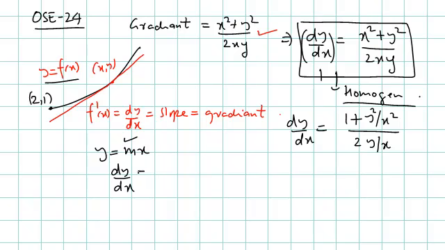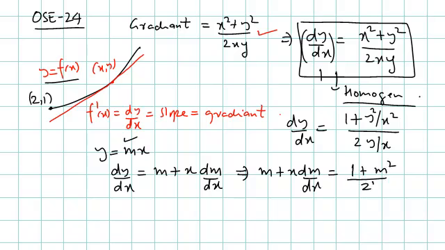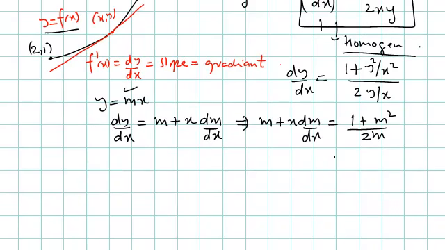We differentiate this using the product rule: the derivative of x is 1, taking m constant, plus x constant times the derivative of m, dm by dx. You know the product rule of differentiation, right? So we'll change the shape, the face, of this differential equation. We replace dy by dx with m plus x dm by dx, and this is (1 plus m square) divided by 2m. Now the rest is x into dm by dx.